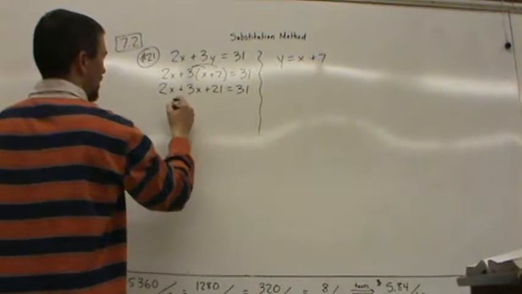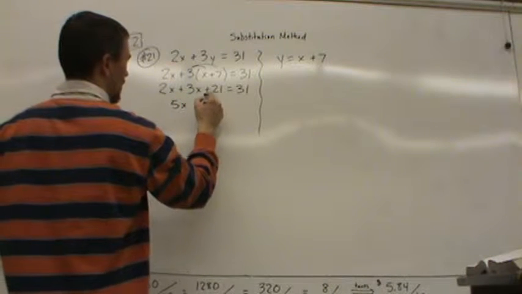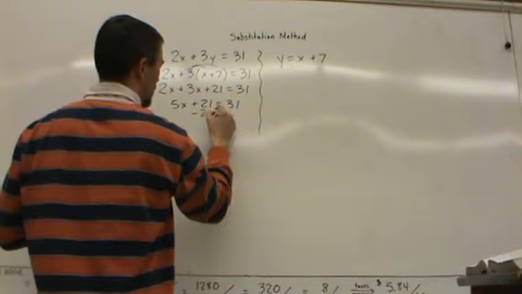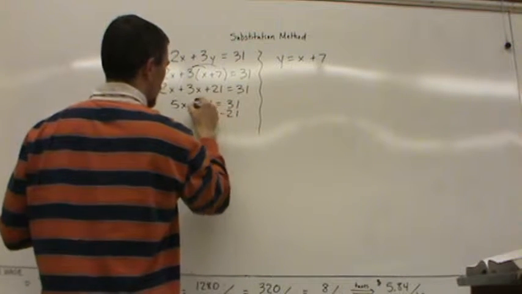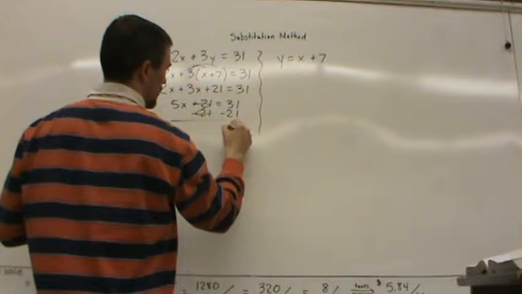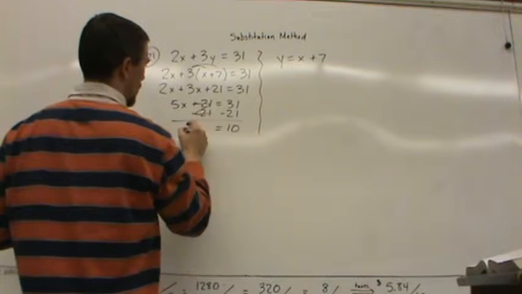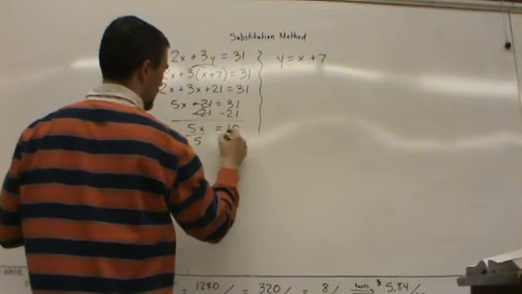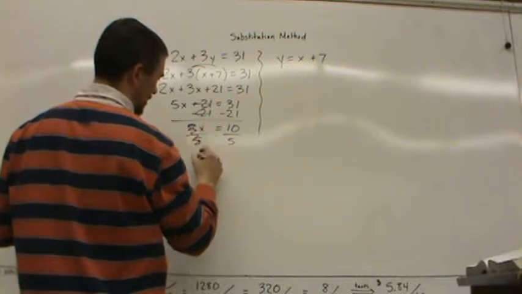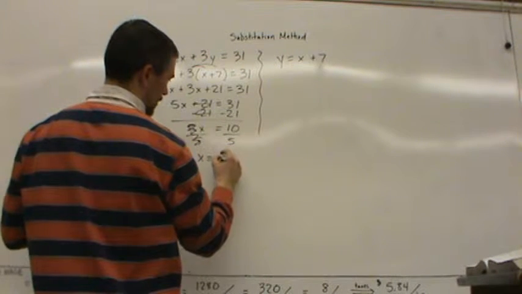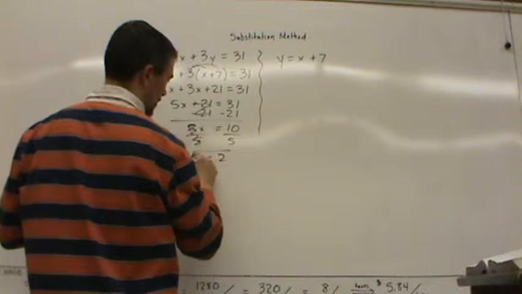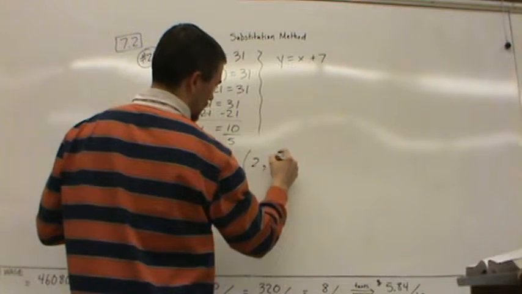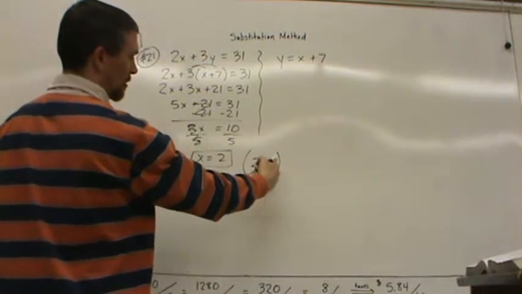Okay, now we combine these like terms, 5x plus 21 equals 31. Take away 21 from both sides, that's 10. 5x is equal to 10, so divide by 5, divide by 5. 1x, x equals 10 divided by 5, which is 2. So there's half of our ordered pair. Now we just need to figure out what y is.